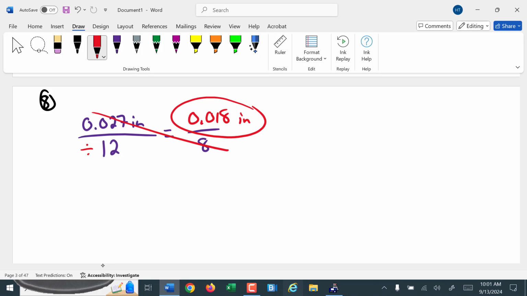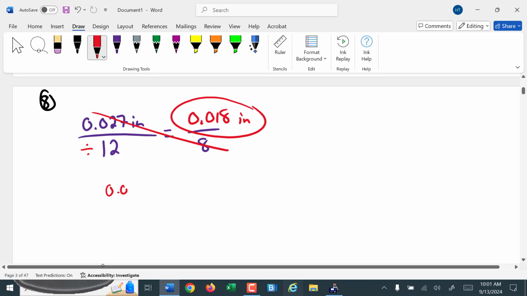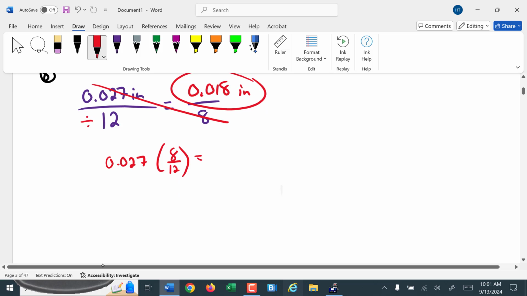Some textbooks define something called a shim ratio. Rather than setting up a proportion like this, they say take the 0.027 and multiply by a shim ratio of 8 to 12. Well, it's the same thing. I like setting up the proportion because once you find the pivot, the fixed point, then it's just measuring your distances from that fixed point to set up your proportion.